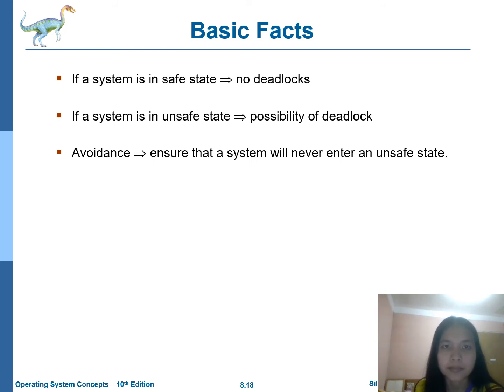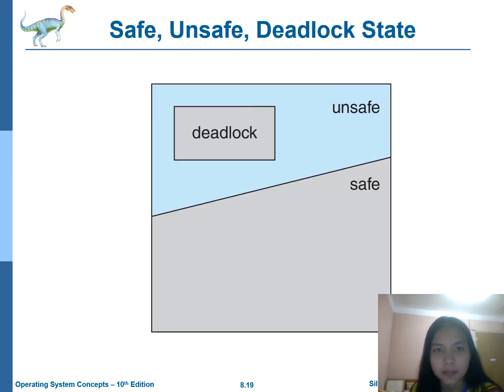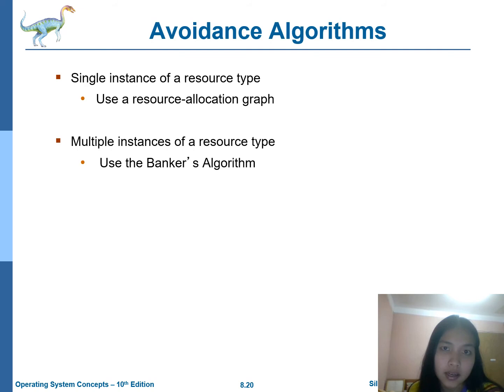Basic facts. If a system is in a safe state, no deadlock. If a system is in an unsafe state, there is a possibility of deadlock. Avoidance ensures that a system will never enter an unsafe state. Avoidance algorithms: for a single instance of a resource type, use a resource allocation graph; for multiple instances of a resource type, use the Banker's algorithm.